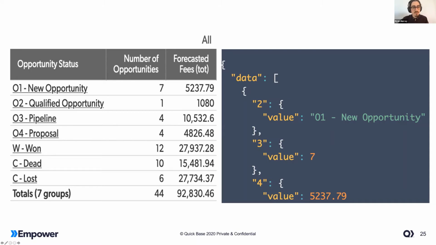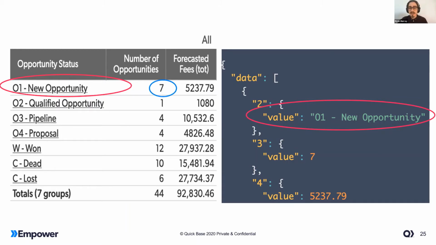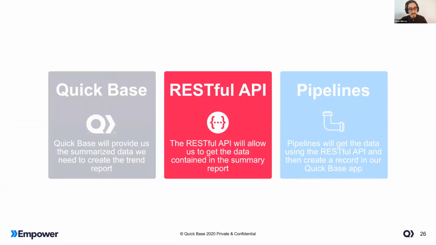So you can see here we have our O1 new opportunity that maps over to our first column that's present in our summary report. We have our 7 over here, which is the value that's nested under our column that's labeled 3, and our forecasted fees are right over here. So that is the RESTful API. Again, a really new, powerful capability that we're excited to bring to QuickBase.